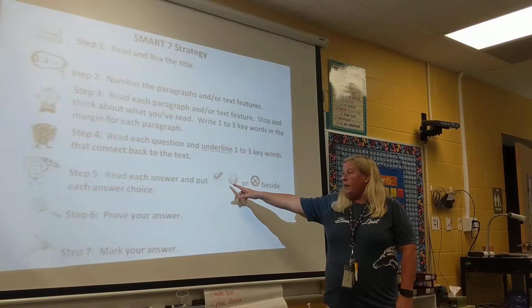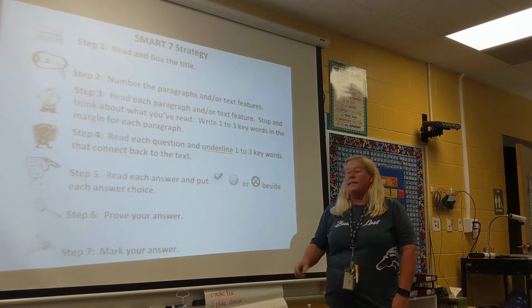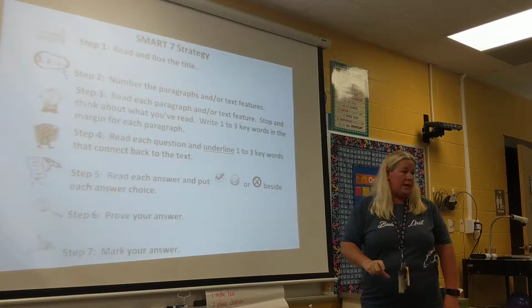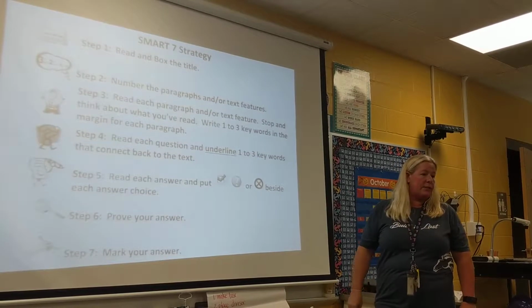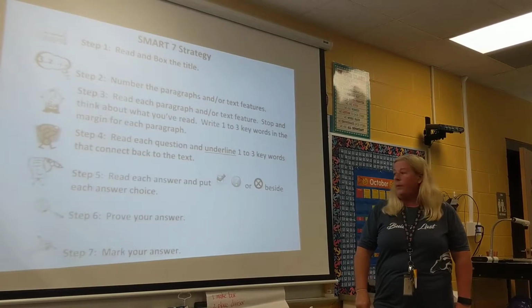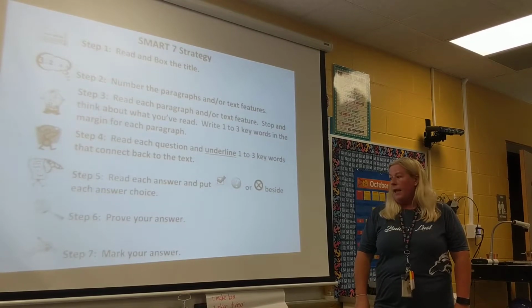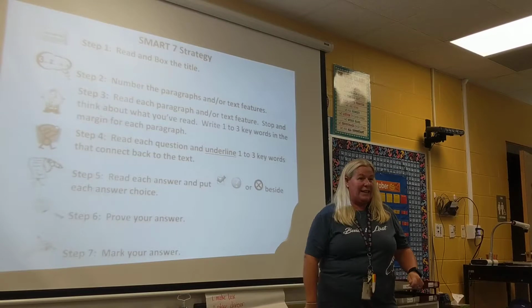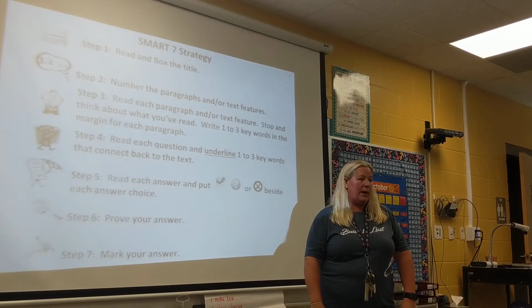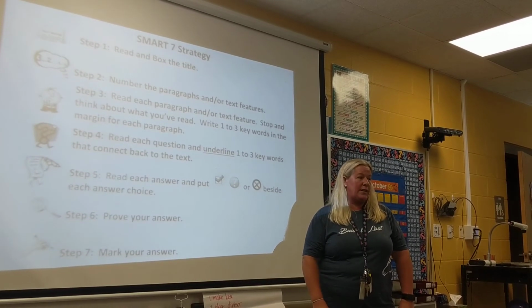You're going to put a check, a question mark, or an X next to every answer choice, because we're reading every answer choice. And then you're going to go back in the text for step 6 and prove your answer. Write the paragraph number where you found your answer. And then step 7, most important, mark your answer and fill it in, okay? All right, so we're going to go back to my desk and see if you guys can do the SMART 7, okay?